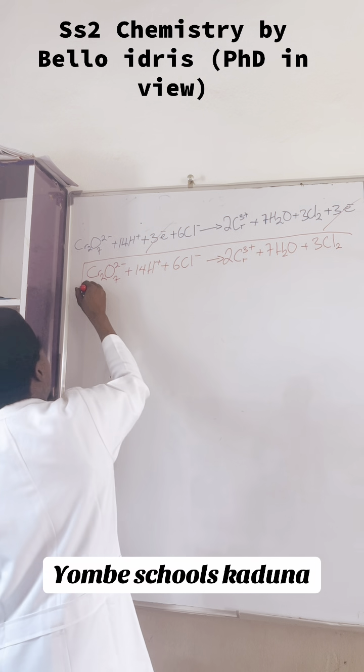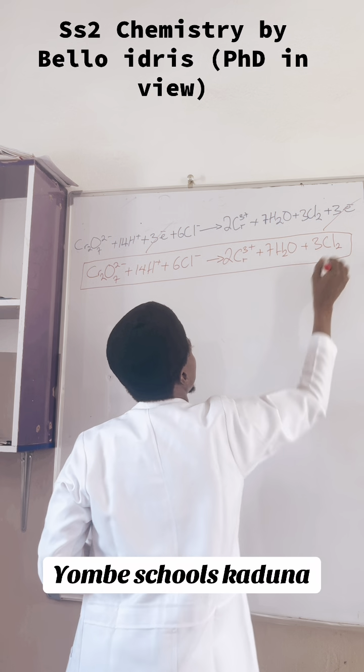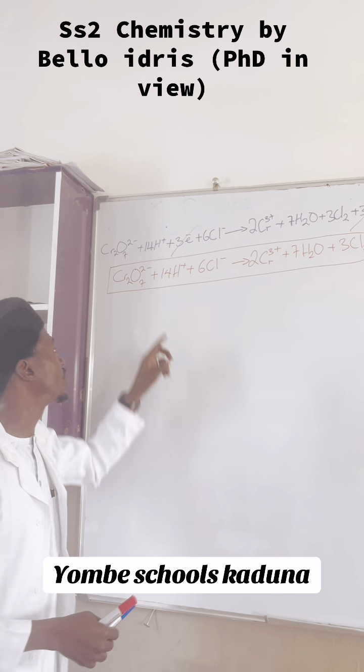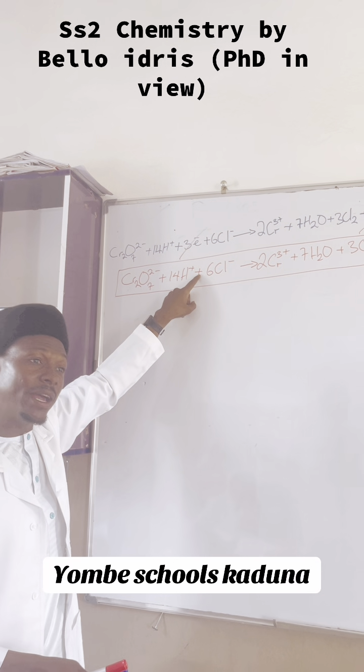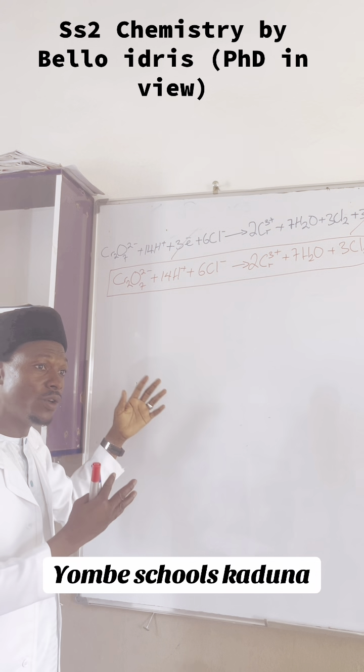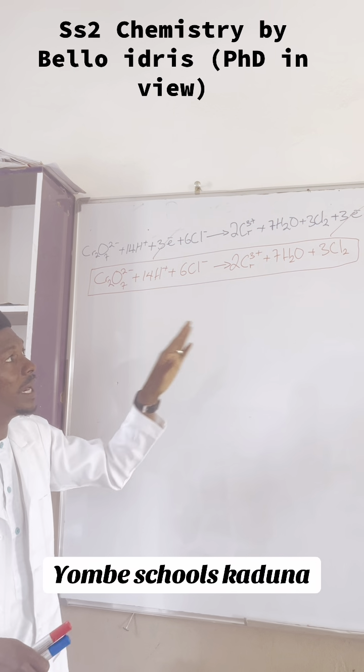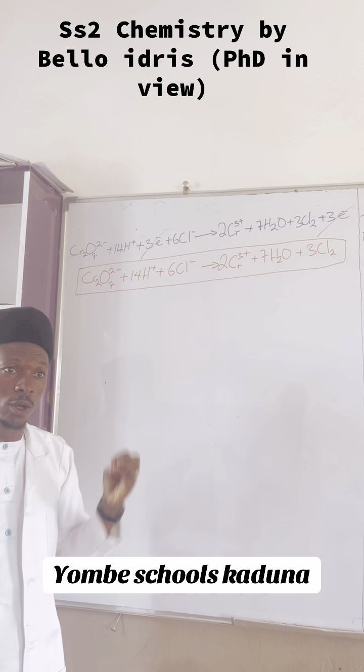This is balanced in what? Acidic medium. How do you know that it is balanced in acidic medium? Because of the presence of what? Hydrogen ion. Are we together? Yes. So now, the question says we should balance this equation in basic solution.